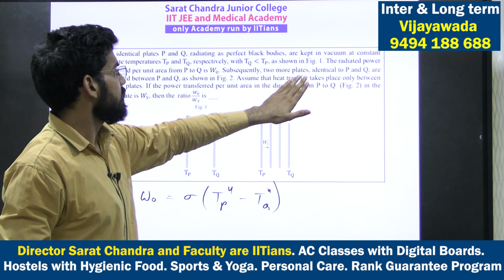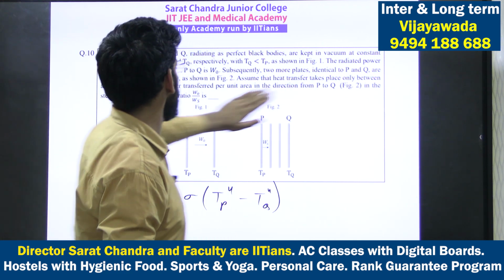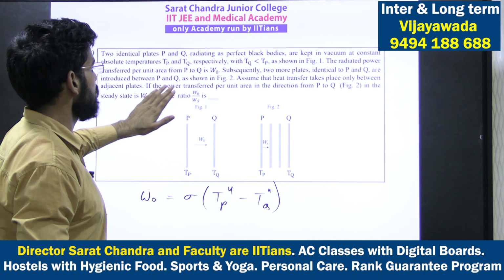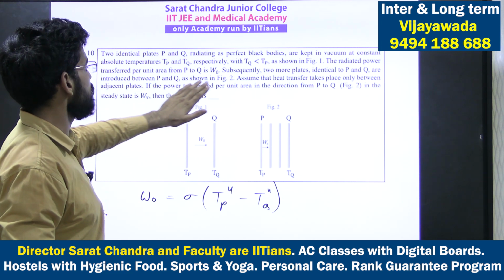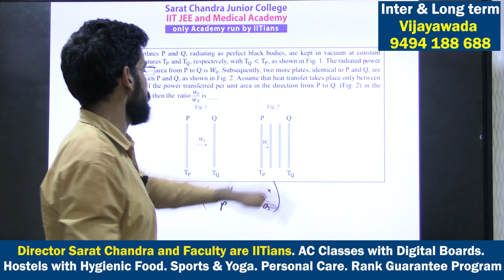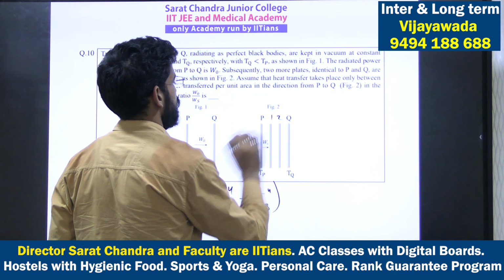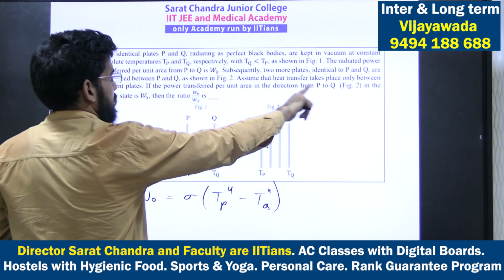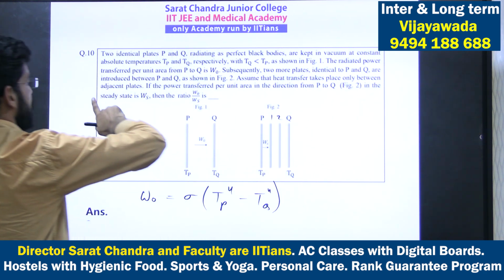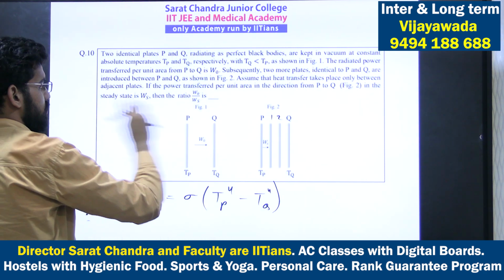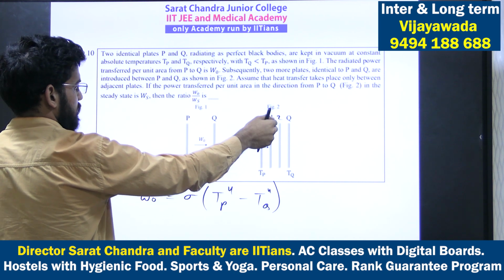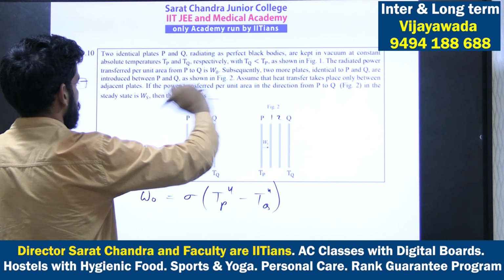Subsequently, two more plates identical to P and Q are introduced between P and Q as shown in figure 2. Here, two more plates came. Let's name them plate 1 and plate 2. Assume that heat transfer takes place only between the adjacent plates. So P can transfer to 1, 1 can transfer to 2, and 2 can transfer to Q.